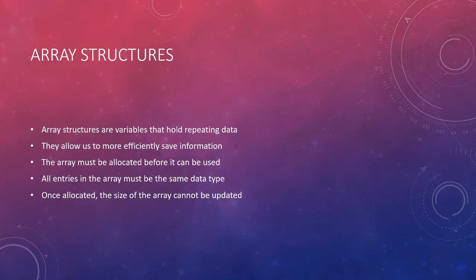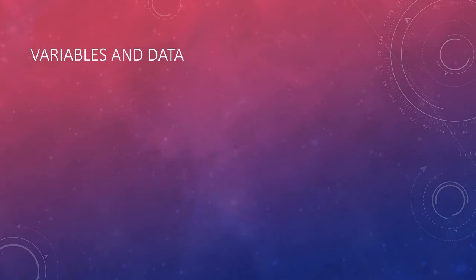These are structures that are actually variables themselves, but they hold repeating data, so they allow us to more efficiently save information in our program. We have to allocate an array before we can use it, just like any other variable pretty much in C#. All entries in the array have to be the same data type. And once allocated, the size of the array can be updated.